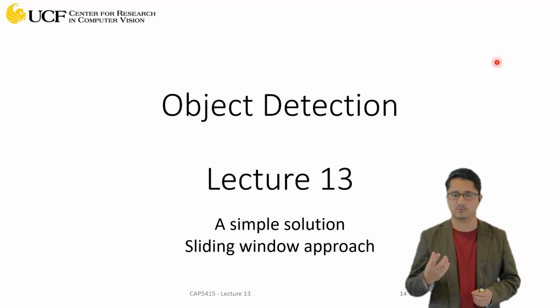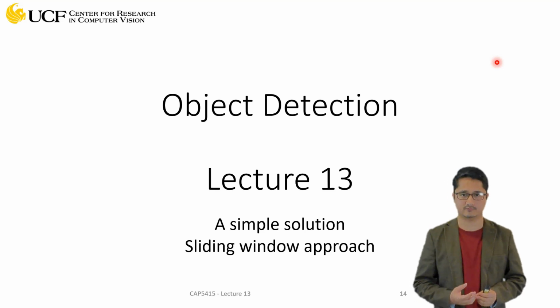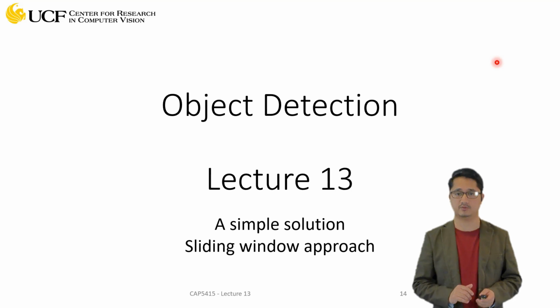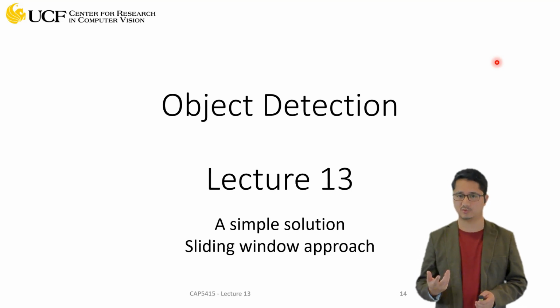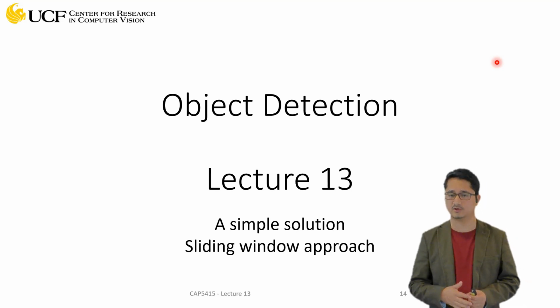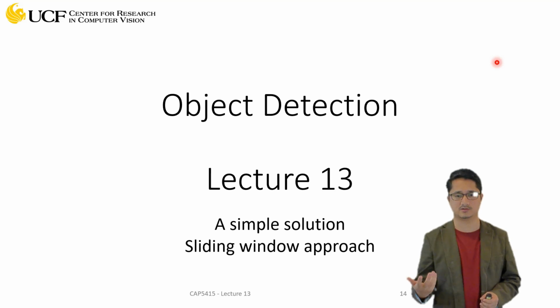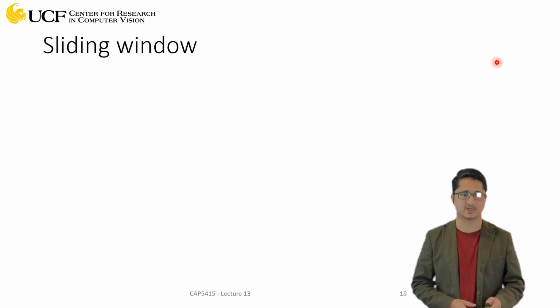So let's try to see what can be a very simple algorithm which can solve object detection for us. And again, we have seen this algorithm before, not from a detection point of view, but from a classification point of view. But you will see the same algorithm can solve detection for you as well. And the approach is sliding window.